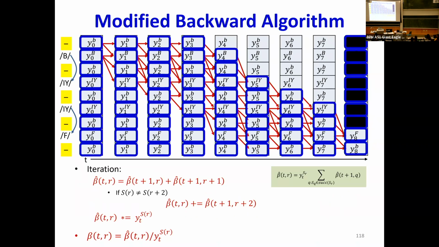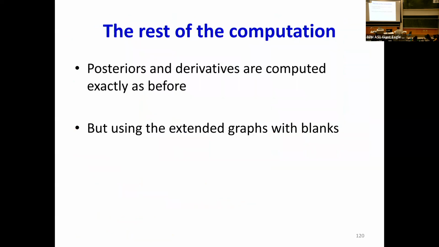So for any node where it is a blank, there are only 2 children, that row itself and the next one. For the symbols, if the next symbol is not the same symbol, then you're going to have 3 children. Otherwise, if it's a repetition, you have only 2 children. So you add those 3 betas and then finally multiply in the node probability. And then eventually, when all the beta hats are computed, you divide by the node probability itself to get the betas. And the rest, the gammas and such like, are computed exactly as before. So nothing fancy.